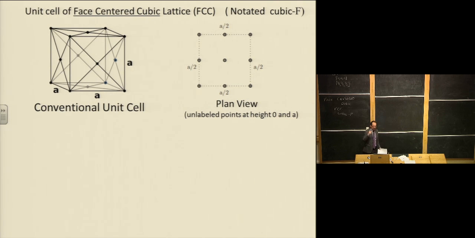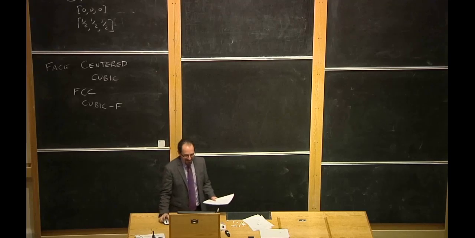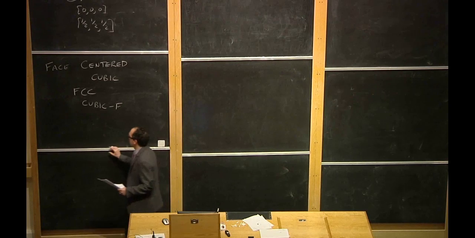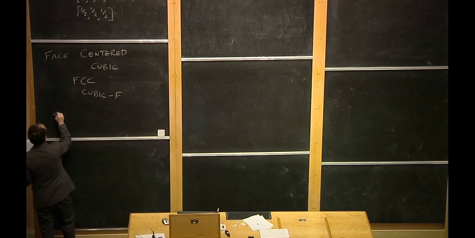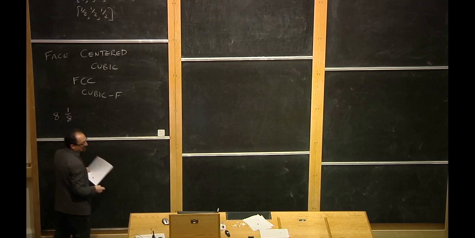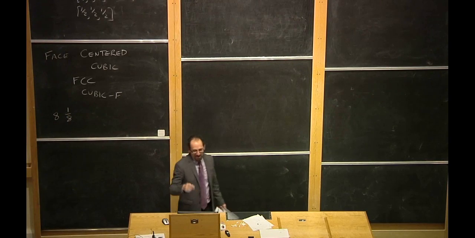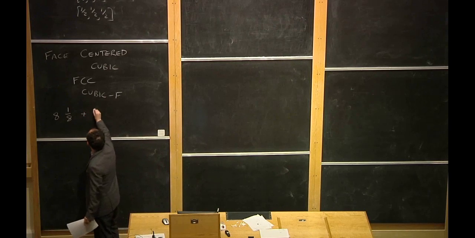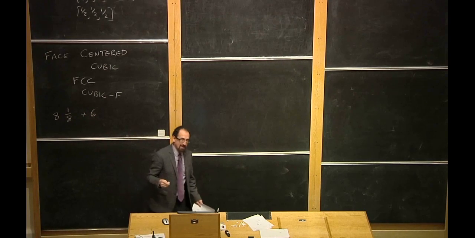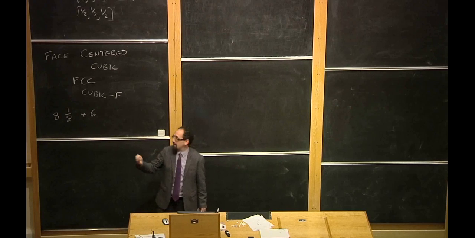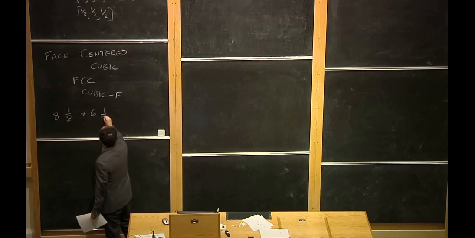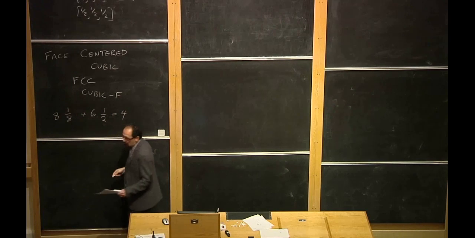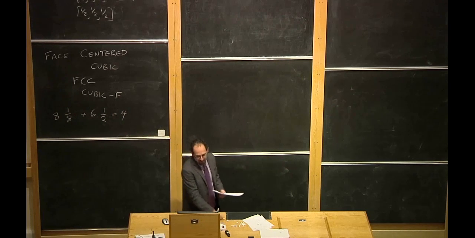Yes, there are 4 points in the conventional unit cell. To see where the 4 points are, there are 8 corners, each of which counts 1/8. So it's 1/8 inside the conventional unit cell. Then there are 6 faces, and the point in the center of the face is half inside the unit cell and half outside the unit cell. So it's 6 times 1/2 equals 3, and 1 plus 3 is 4 lattice points within the conventional unit cell.